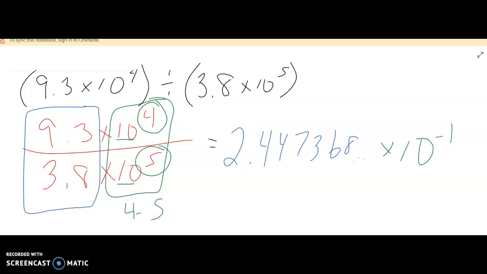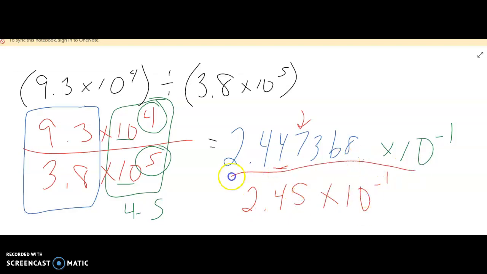Now, we don't want to leave that first number with a bunch of random decimal places. So I'm going to go ahead and round to 2 decimal places. So this is the second decimal place, nearest hundredth. I look one place past. 7 tells me to round up. So 2.45 times 10 to the negative first. And that would be dividing in scientific notation.